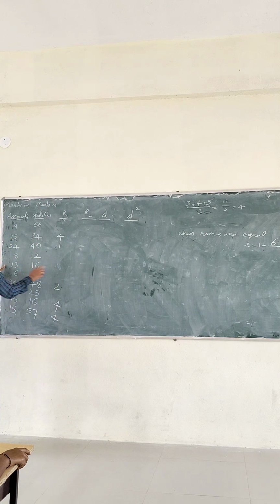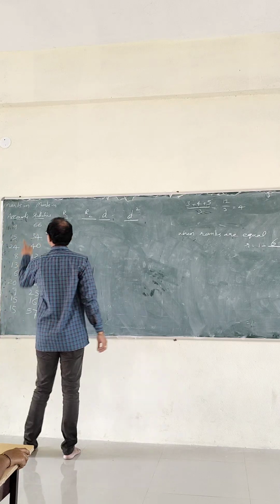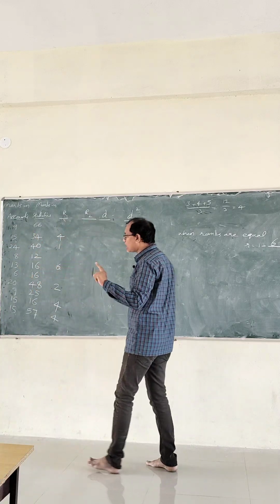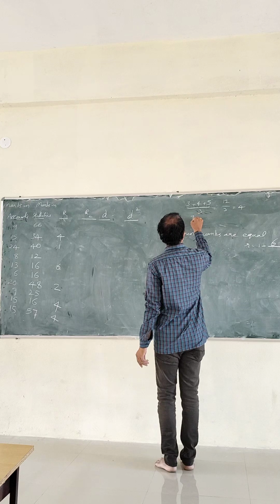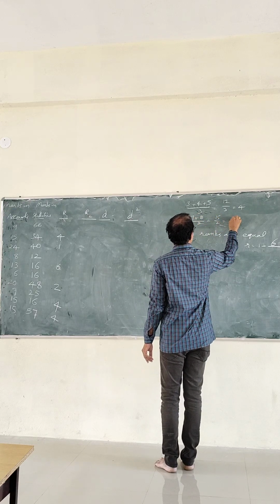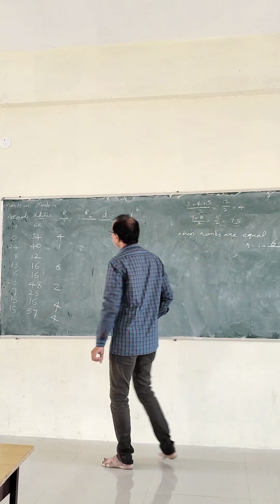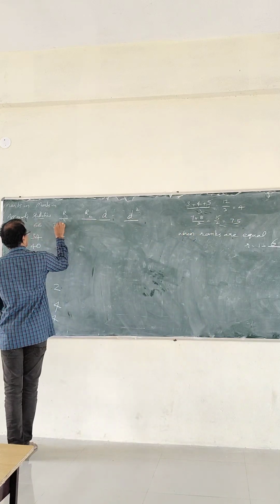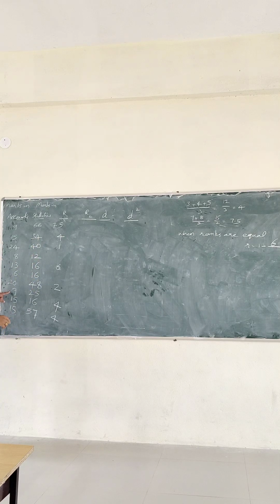Next number is 13, that is 6. Next, 9 again 2 times is there. What are the next 2 numbers? 7, 8. For 7, 8 we have a tie. See, 7 plus 8 by 2 average. That is 15 by 2 is 7.5. So here also 7.5 we have to write, and here also we have to write 7.5.